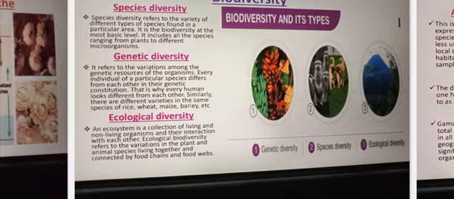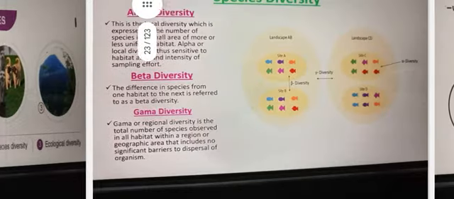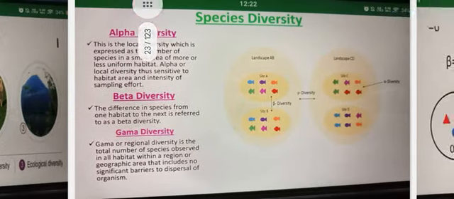Ecological diversity. An ecosystem is a collection of living and non-living components and their interaction with each other. Ecological diversity refers to the variation in the plant and animal species living together and connected by food chains and food webs. Then comes species diversity in detail: alpha diversity, beta diversity and gamma diversity.